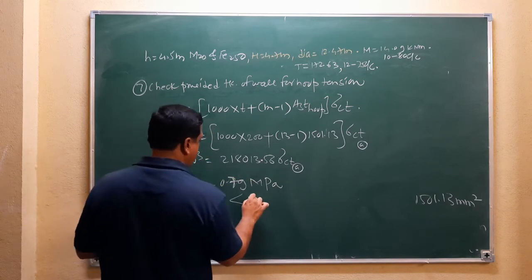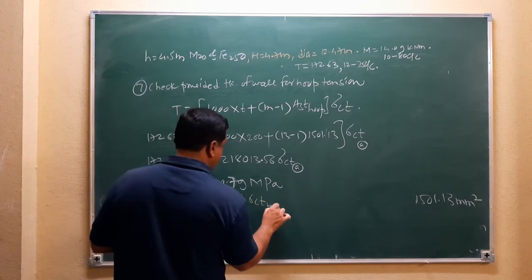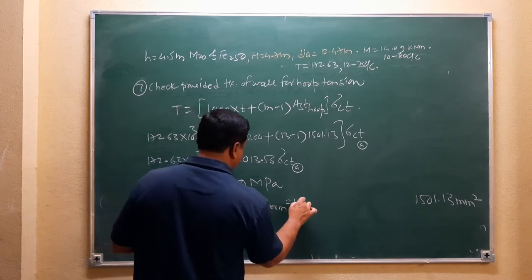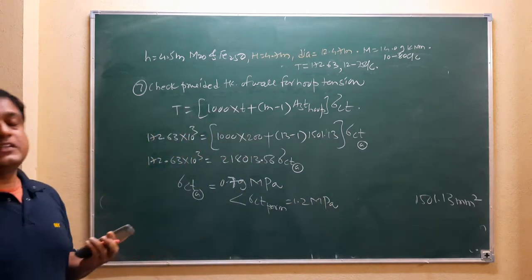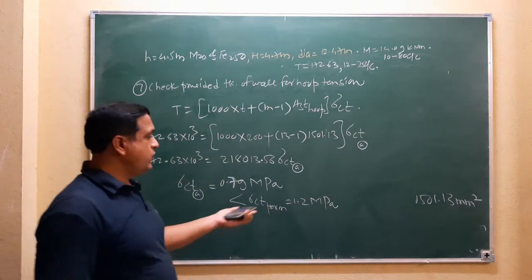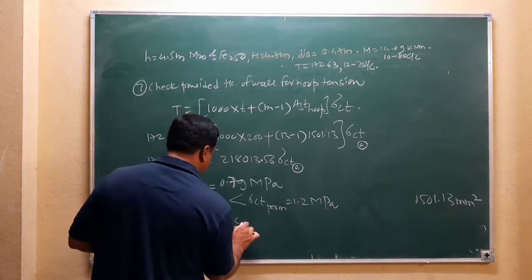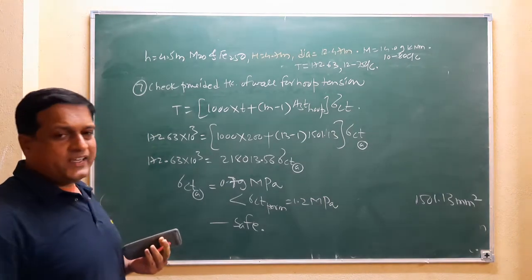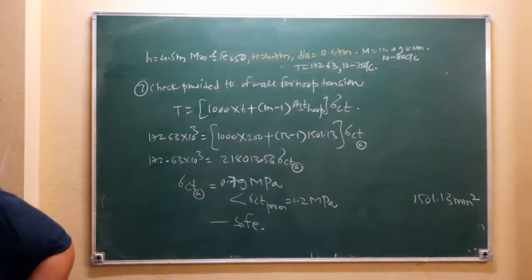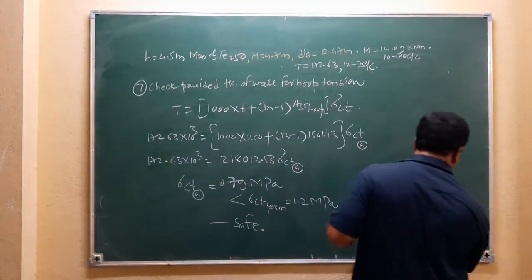So this value is less than sigma CT permissible for M20 grade concrete, which is 1.2 megapascal. So our wall is safe for the hoop tension.